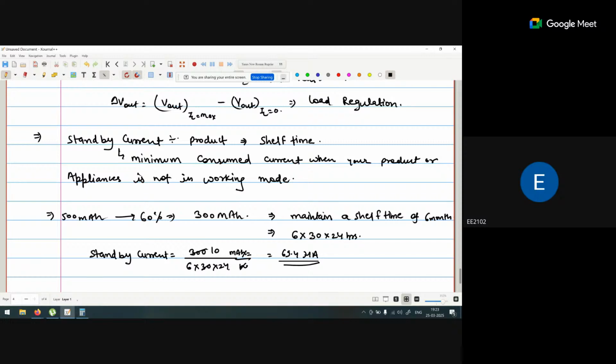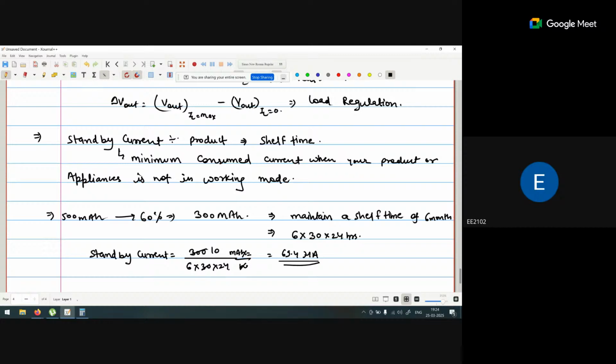Now the question is, why do we require this? Can we make it zero? Think again. If your battery is charged 100% and there is no chemical reaction in this battery, or basically no drop of the voltage or current, then after some time your battery will get damaged. Damaged means it will no longer be a rechargeable battery.